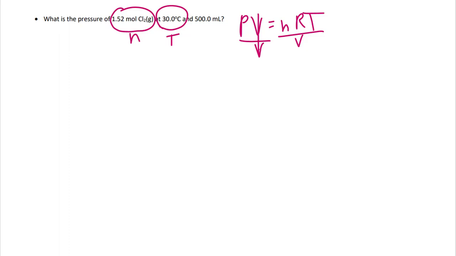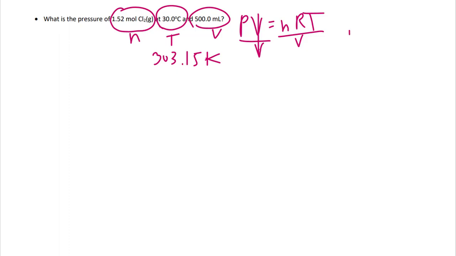30 plus 273.15. All right, so we did that conversion. And then we have 500.0 milliliters. Now, that's a volume, but remember, my R constant has volume in liters. So let's convert that to liters.